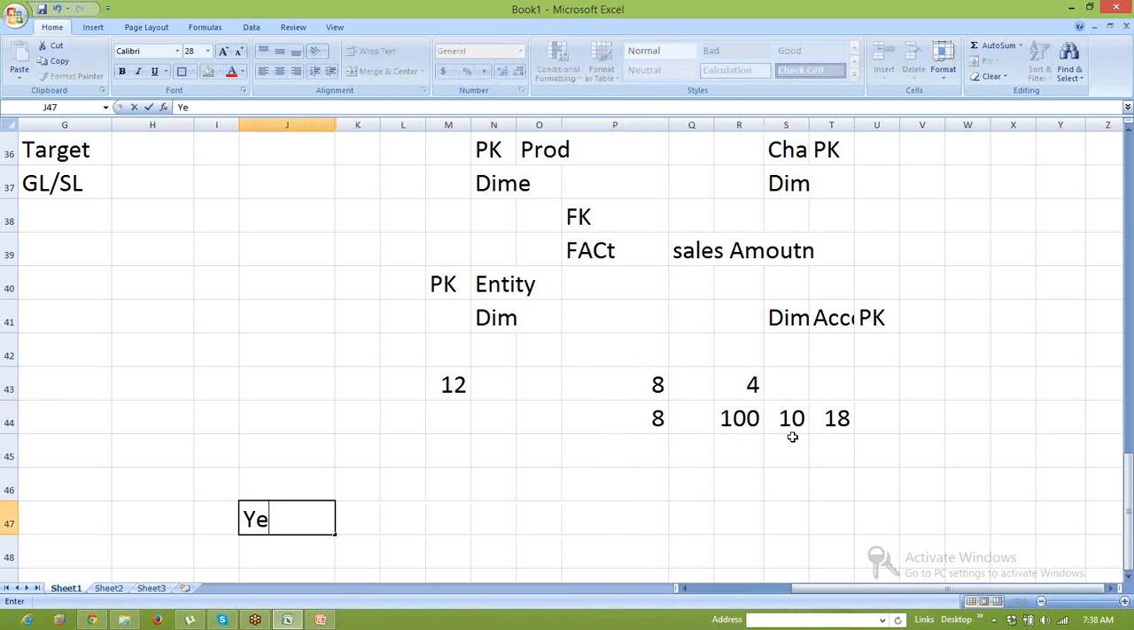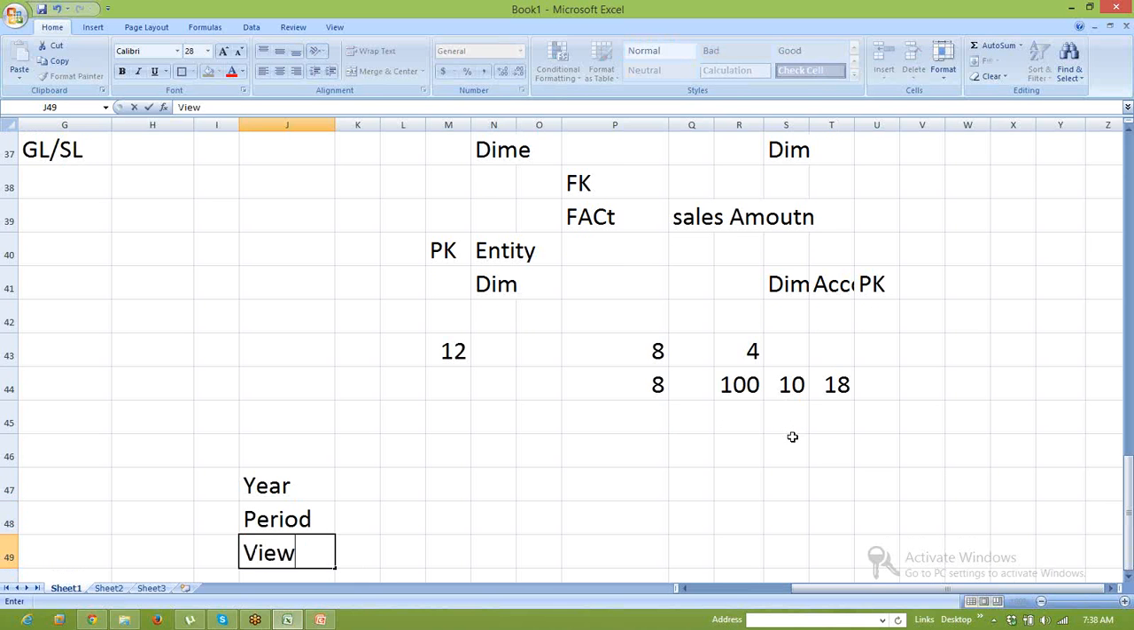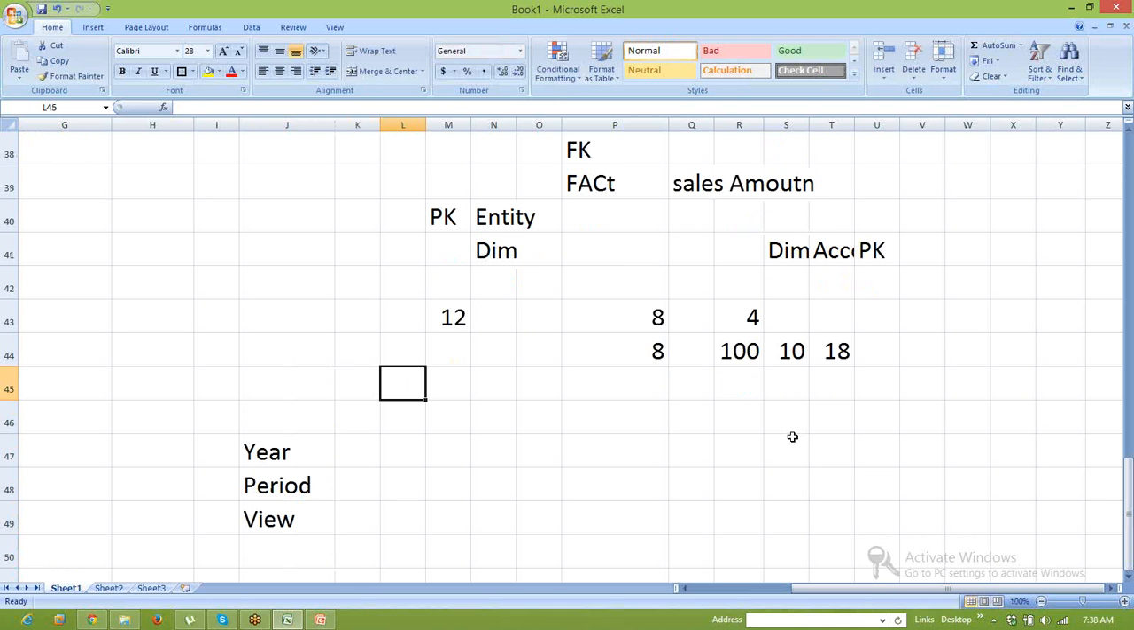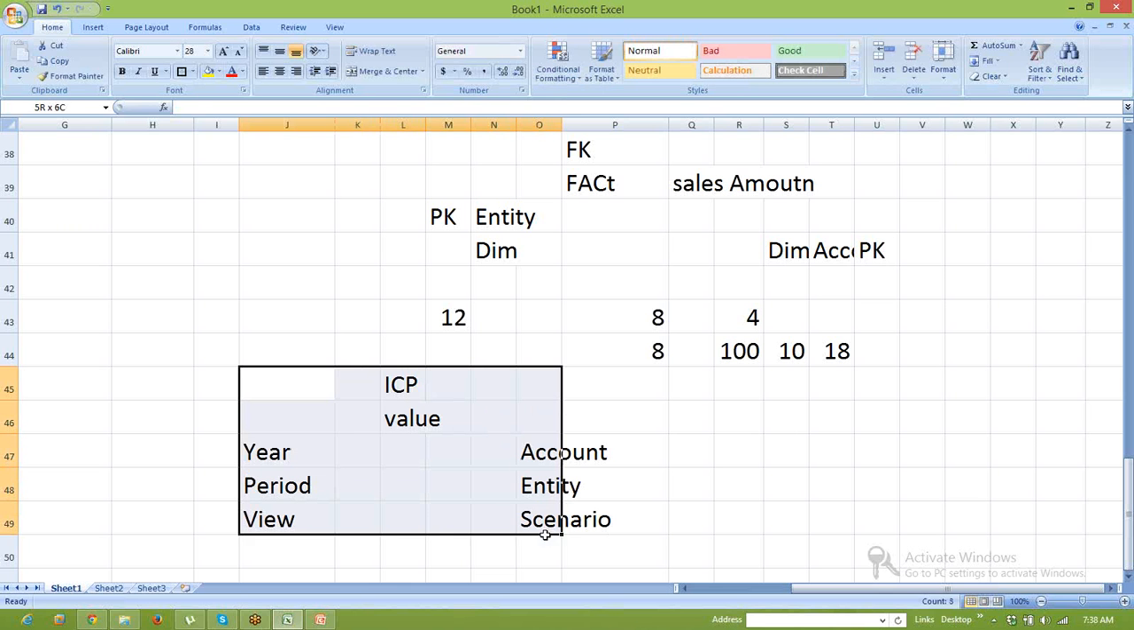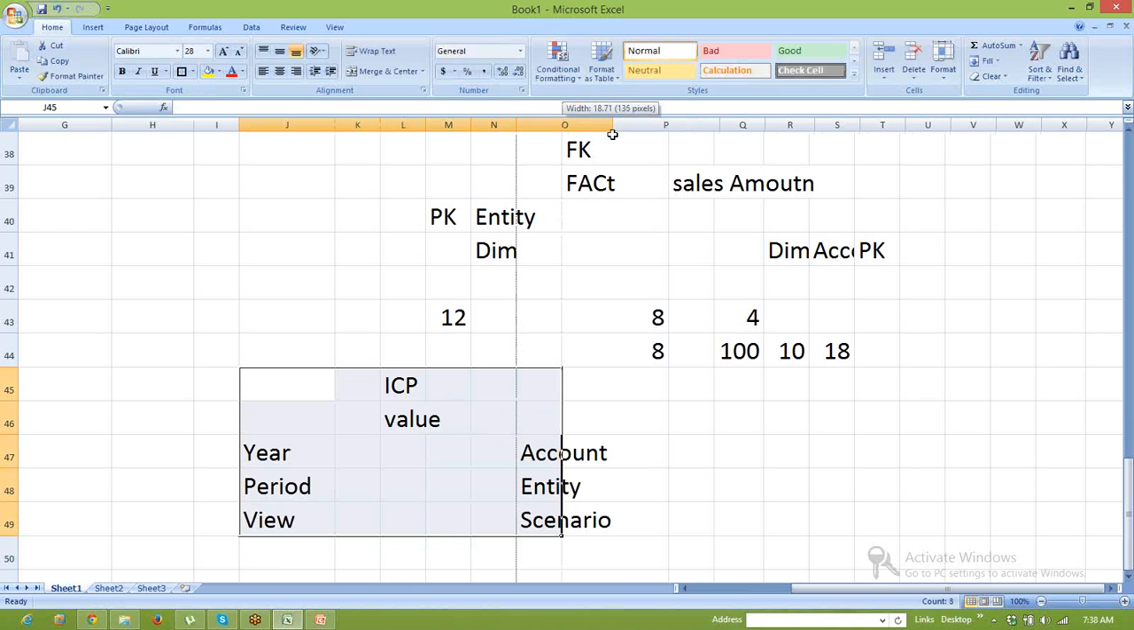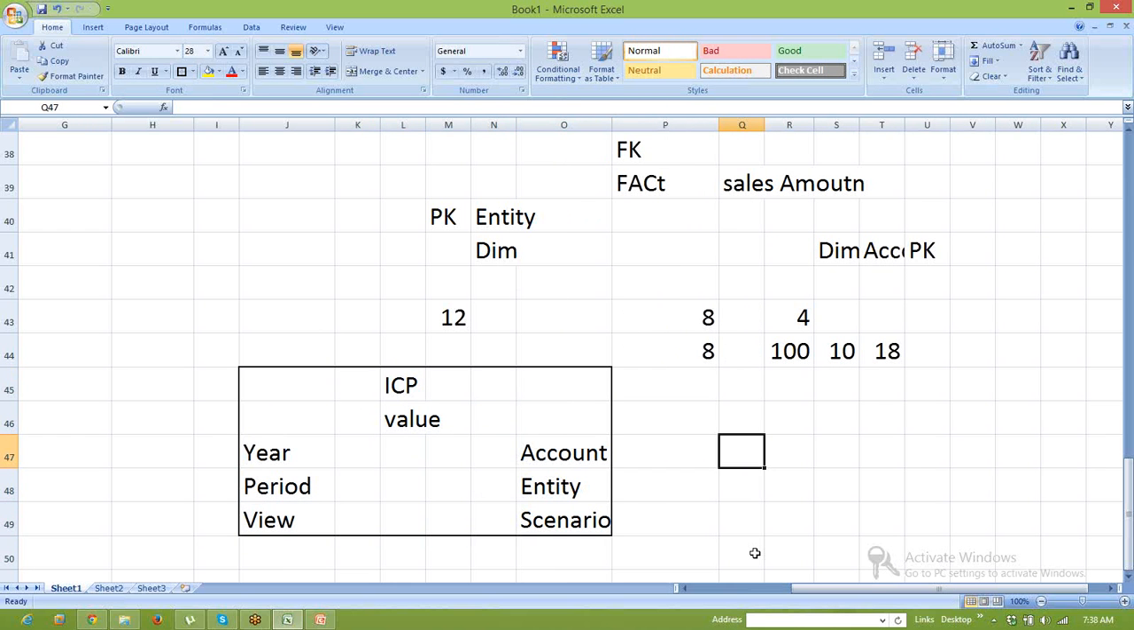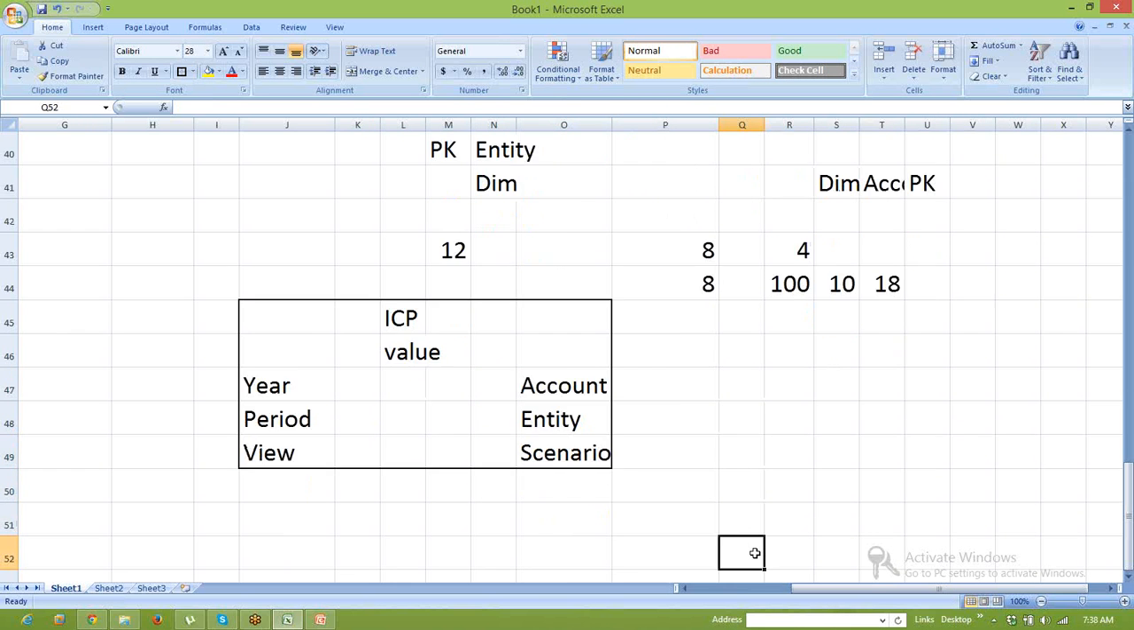Those are year, period, view, ICP, scenario. These are the 8 standard dimensions which we are using for the HFM application, which we can't change. Custom dimensions we can change, and we can use the custom dimensions.